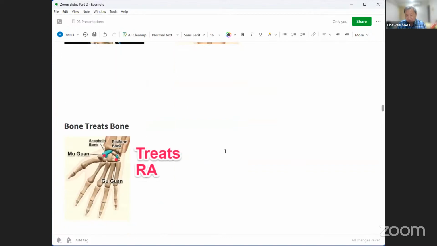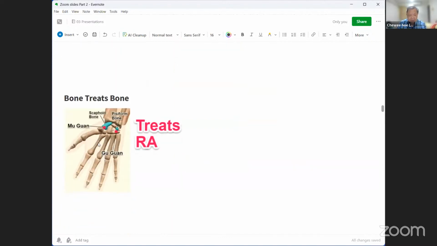Bone treats bone. All right. So there are points here. Okay. This needle has to touch the bone, not drill the bone. All right. There are 2 points here where there's a bone protrusion. You put a needle and you kind of just touch the bone. And this point indication is rheumatoid arthritis. All right. Bone issue. Bone treats bone.